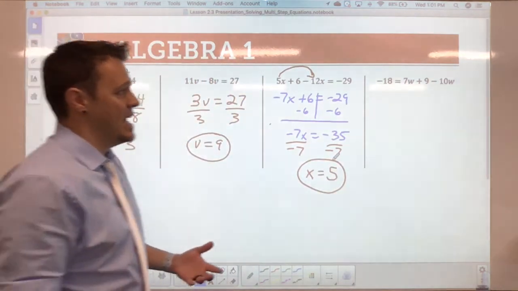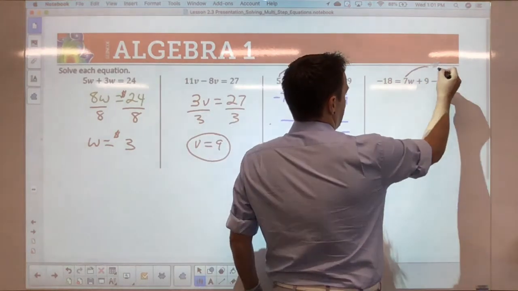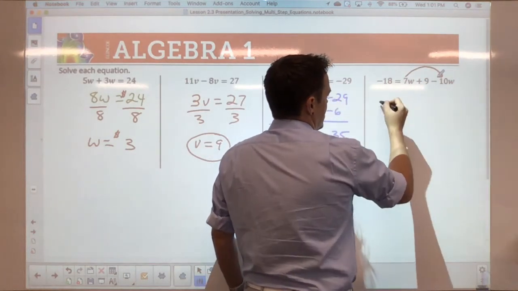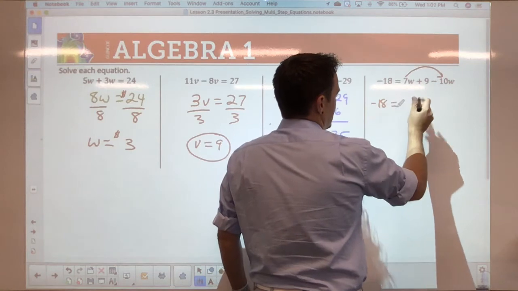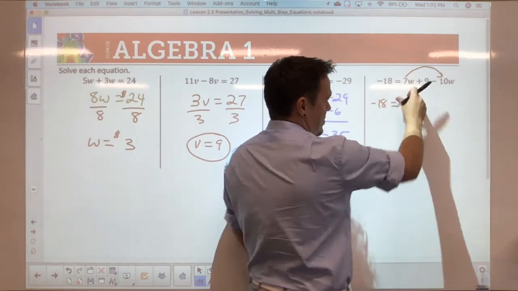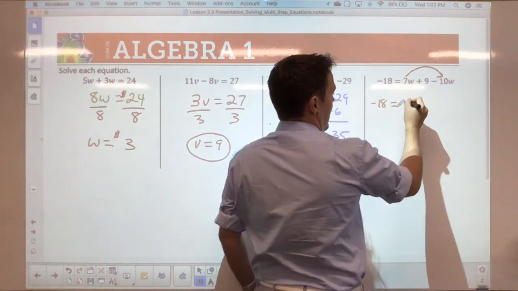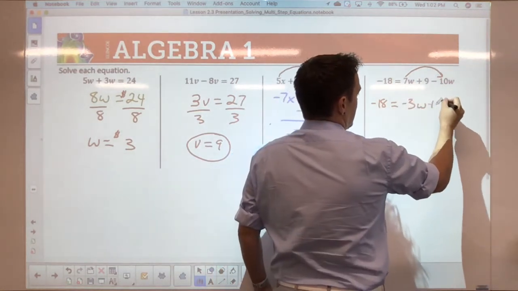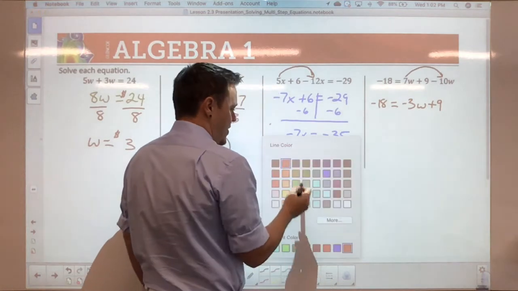All right, the very last one here, same thing, okay? Combine these two together here, so you have negative 18 equals, because you're just basically adding or subtracting them. So you have a negative 10 and a 7, you're putting them together, and you now have a negative 3W plus 9, and now you solve for the variable, okay?